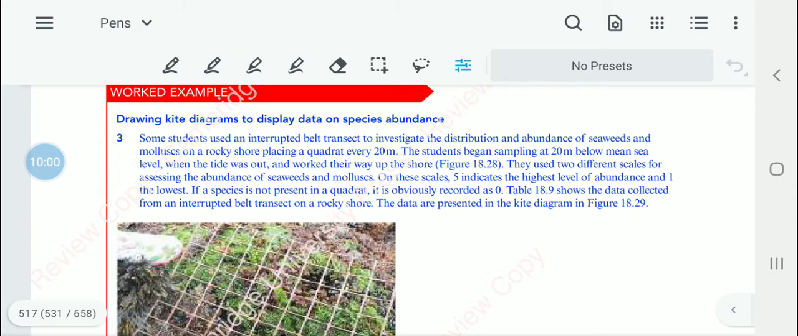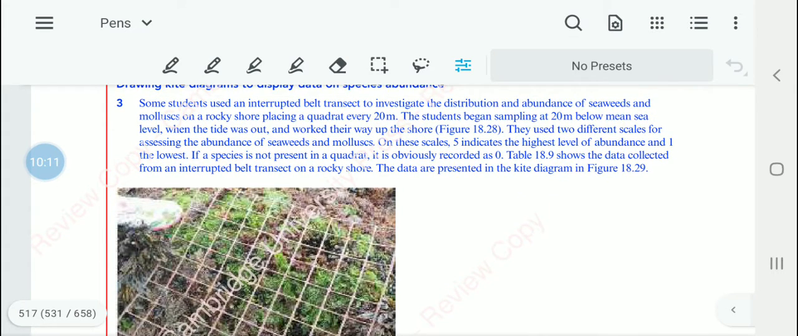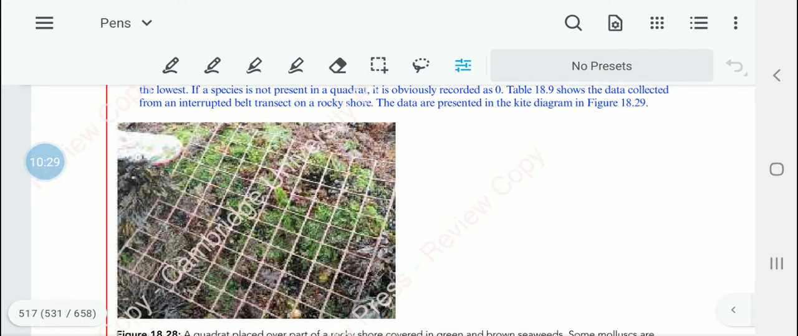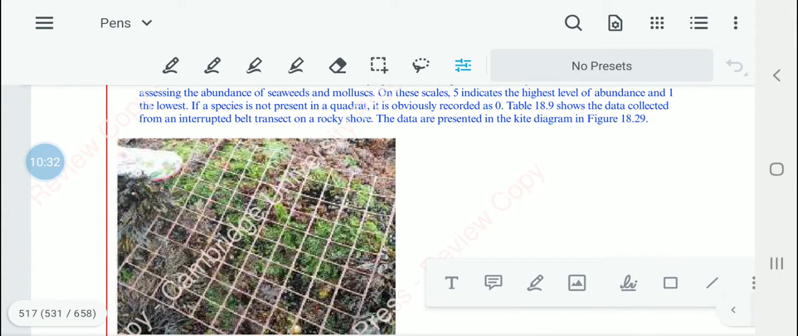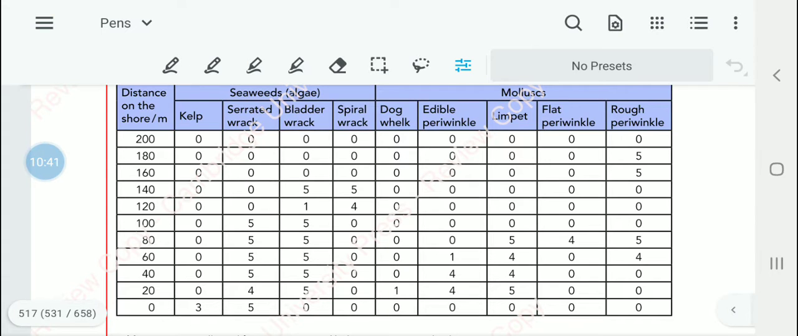Some students used an interrupted belt transect to investigate the distribution and abundance of seaweeds and mollusks on a rocky shore, placing a quadrat every 20 meters. The students began sampling at 20 meters below mean sea level when the tide was out and worked their way up the shore. They used two different scales for assessing the abundance of seaweeds and mollusks. On the scales, 5 indicates the highest level of abundance and 1 the lowest. If a species is not present in a quadrat, it is recorded as 0. Table 18.9 shows the data collected from an interrupted belt transect on a rocky shore. The data are presented in the kite diagram in figure 18.29. So these are the details that they have given.